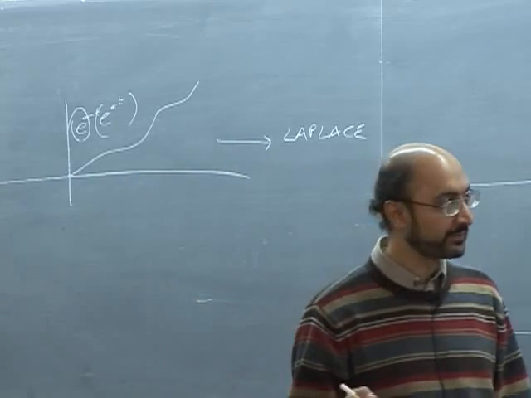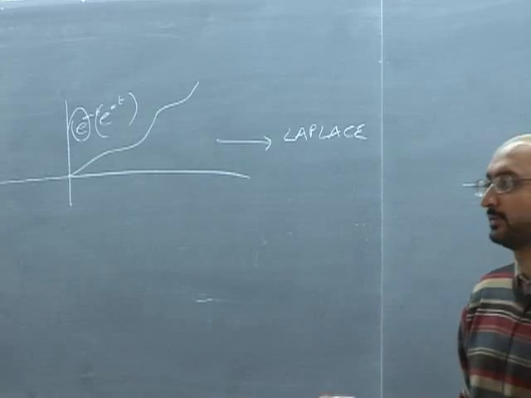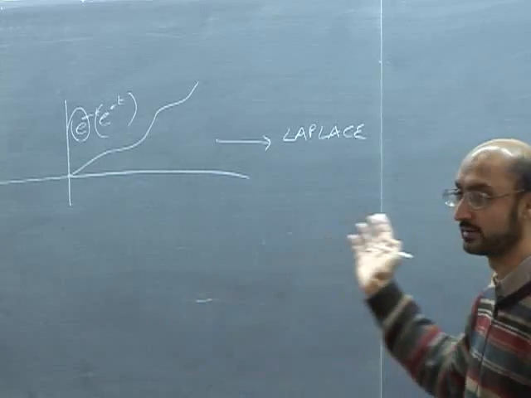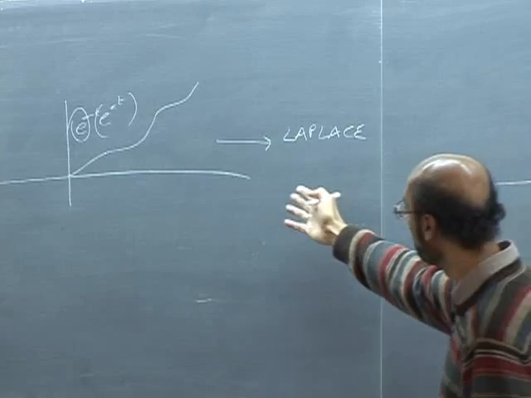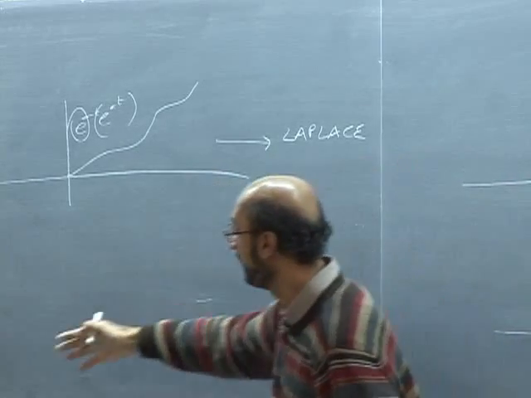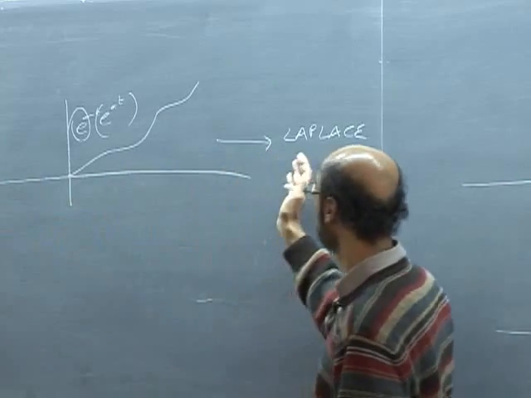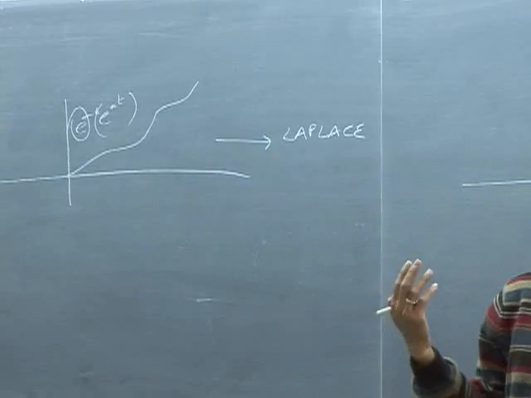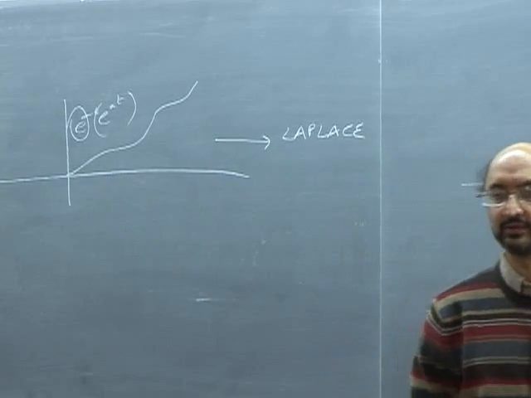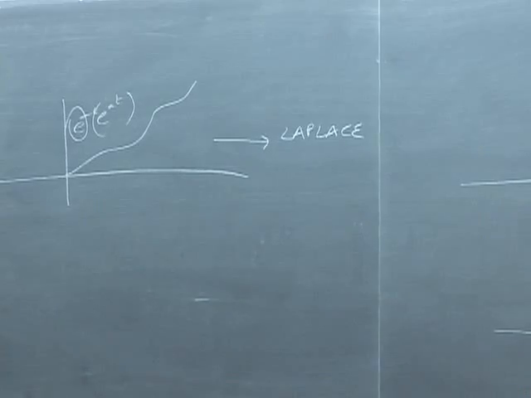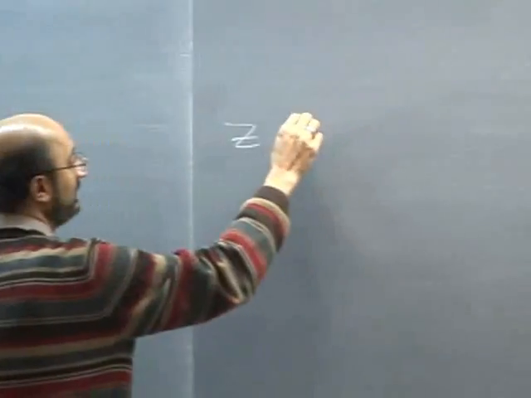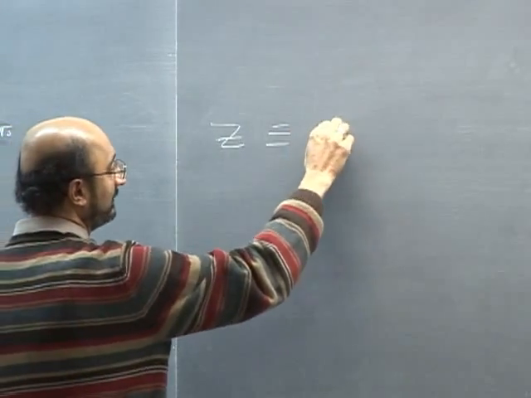So the question is, what is the equivalent of the Laplace transform in the discrete world? In the continuous world, this is the most general, and we can do everything that we want with the Laplace. What can we do in the discrete world? The answer is the Z transform. So Z is equivalent to the Laplace.